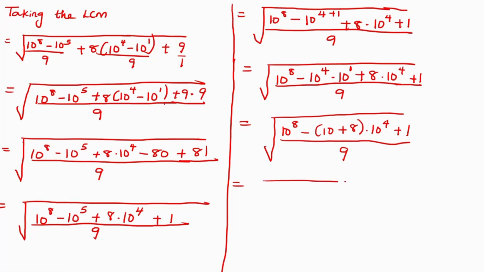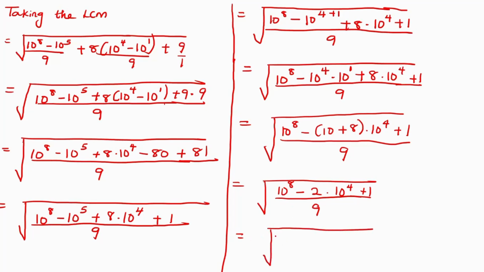So from this we take the square root of this and we have this to be 9. So we have 10 raised to the power of 8 minus 10 plus 8 is going to give us minus 2 multiply 10 raised to the power of 4 plus 1, which is equal to, you take the square root of this right here, and 10 raised to the power of 8, we have 10 raised to the power of 4 of 2, which is the same thing as 10 raised to the power of 8, minus 2 multiply 10 raised to the power of 4 plus 1 over 9. So at this point, we want to simply continue from there.